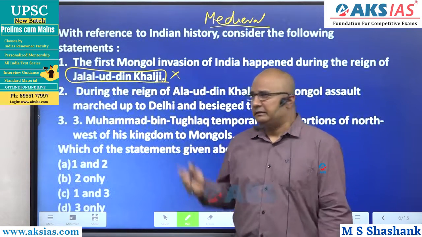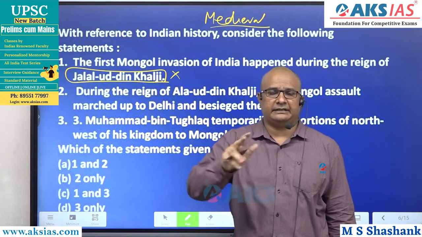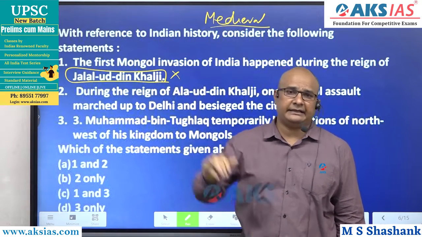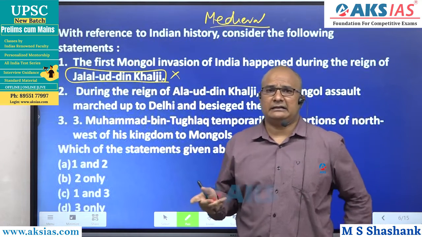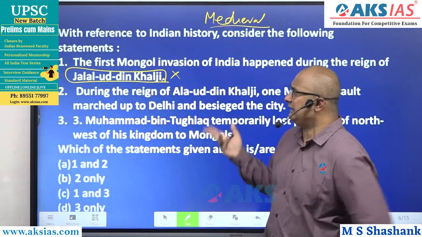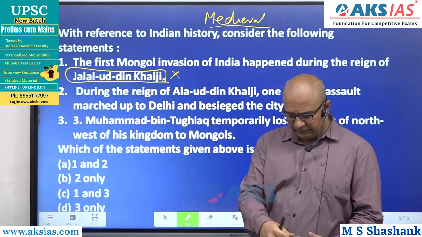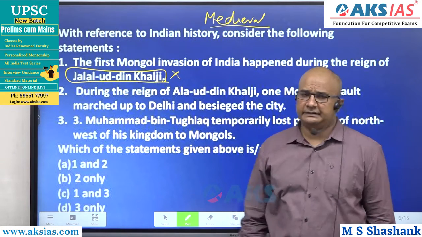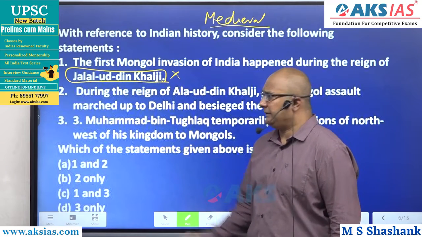But still, Jalaluddin Khilji started ruling India, particularly the North Indian region, in 1290, and the Delhi Sultanate started in 1206. So it is improbable that the Mongol invasions would have first started only in Jalaluddin Khilji's time. That is highly improbable. So the answer is wrong. Second statement is correct.